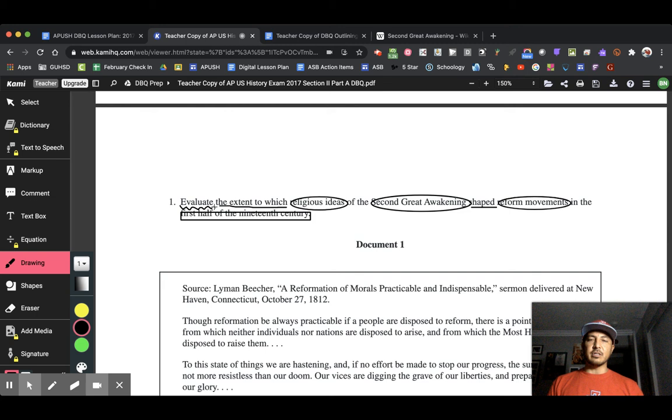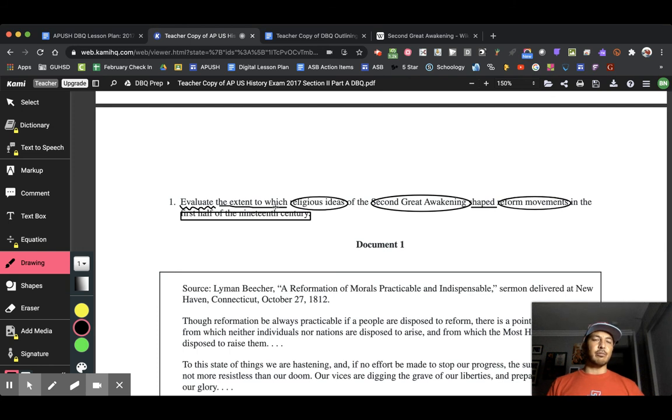So evaluate means to test. The extent to which means like how far and how much into the degree, right? So like how much this stuff is going down, how much religious ideas of the Second Great Awakening actually shaped, I'm going to use the word influence, or changed the reform movements of the first half of the 19th century.